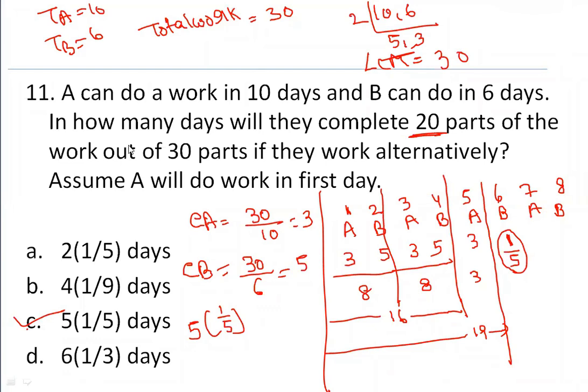A's time you know and B's time you know. The LCM is 30. Efficiency is the same process: we have to find it with 30 by 10 and 30 by 6. After that, we are not solving for 30 parts, we are solving for 20 parts. And what's the condition? Alternative working. So we have to fix A first as per the information in the question, and then look at the AB combination to answer the question. So are you clear with it, guys? Shall we go for the next questions to solve? Yes.